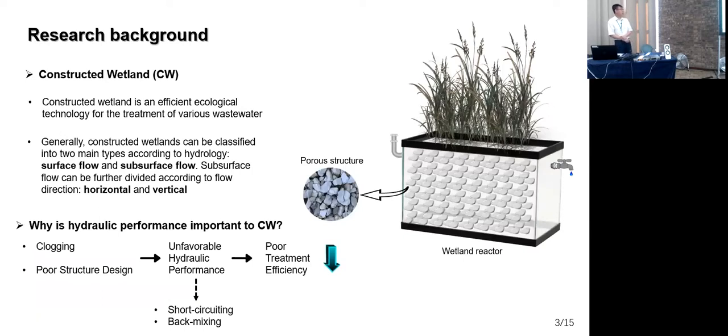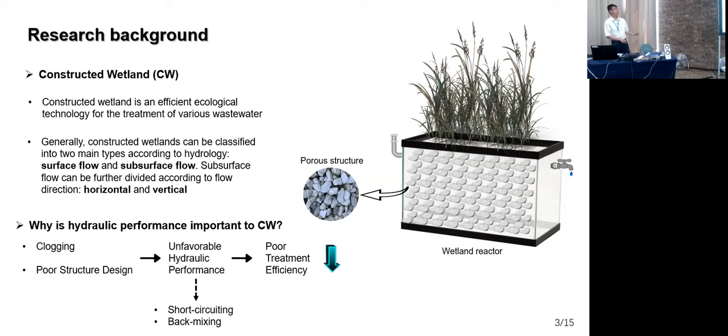First, let's start with some background knowledge. Constructed wetland is a commonly used green technology for wastewater treatment. Generally, it can be classified into 2 main types according to hydrology: surface flow and subsurface flow. Subsurface flow can be further divided into horizontal flow and vertical flow. The picture on the right-hand side shows the type of constructed wetland I simulated, which is a horizontal subsurface flow.